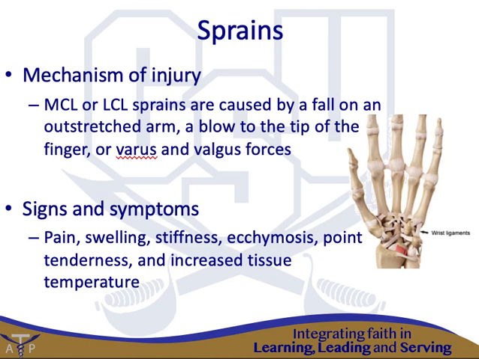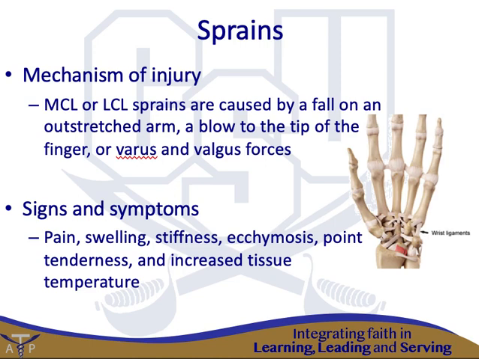The phalangeals, or fall on an outstretched arm for a wrist sprain. For phalangeal joints, they can be sprained by a blow on the tip of the finger, or similarly to the elbow, valgus forces applied to the wrist and phalangeal joints can result in an MCL sprain, whereas an LCL can be sprained by a varus force.